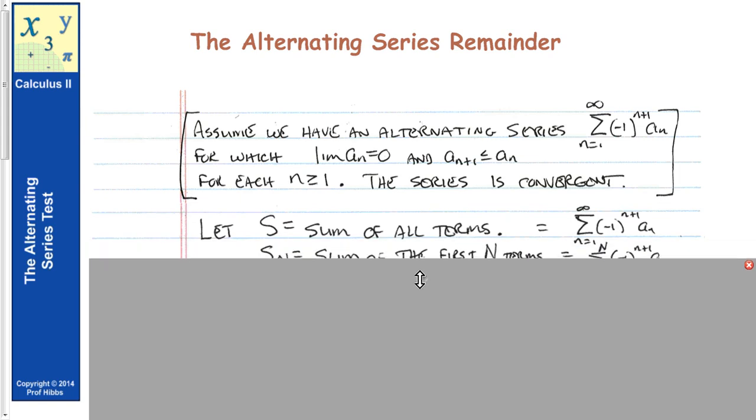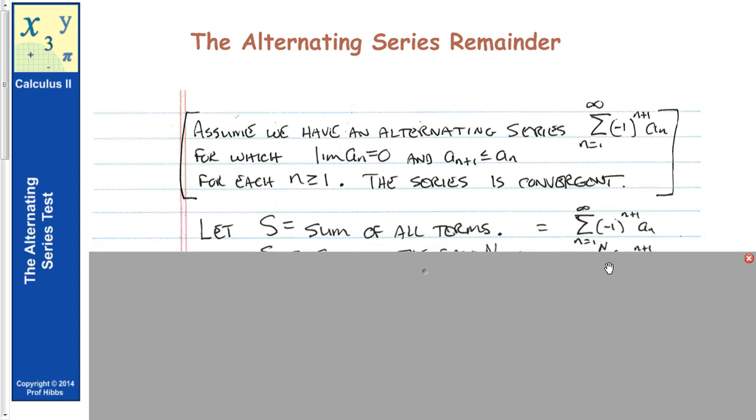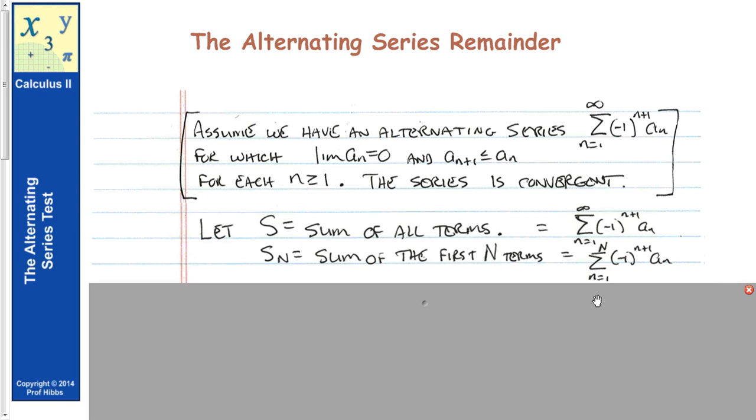Now we know that the series is convergent, so we're going to define S to be the sum, the value of that series. And while we're at it, we're going to define the nth partial sum, S subscript capital N, to be the sum of the first capital N terms. So if we had S sub 4, then we'd be adding up the first 4 terms, the 1st, 2nd, 3rd, and 4th term, and so on.